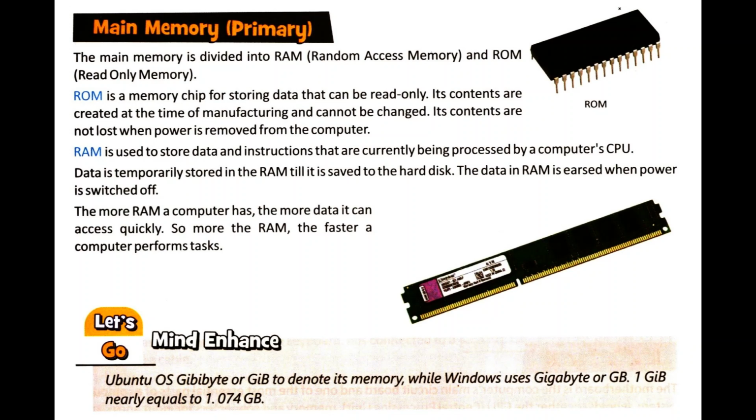RAM, random access memory, is used to store data and instructions for a particular time until that data is processed by the computer's CPU. RAM is volatile memory, which means that the data in RAM is erased when power is switched off. Memory is measured in terms of bits, bytes, kilobytes, megabytes, gigabytes, and terabytes.